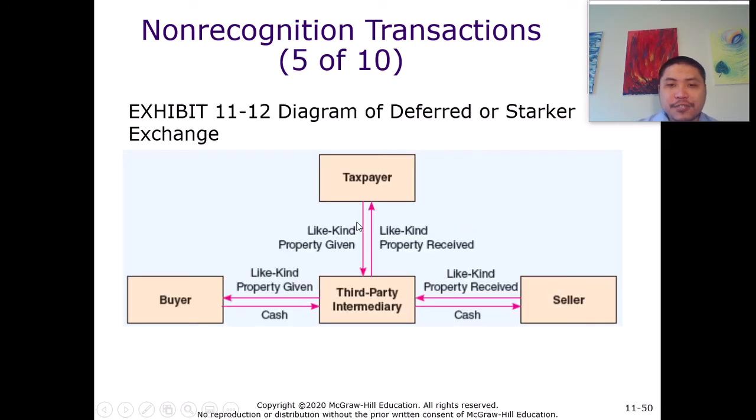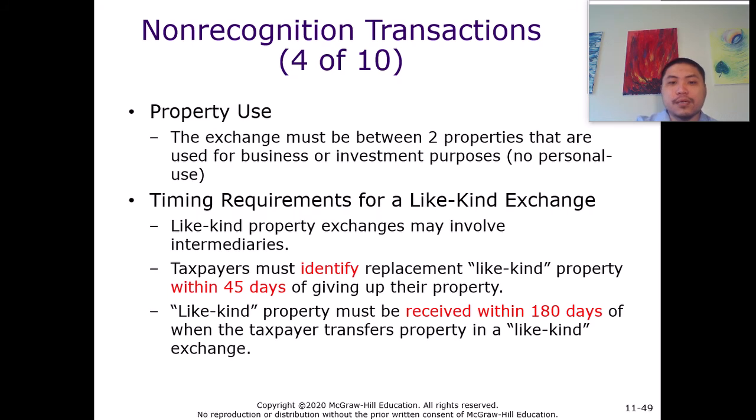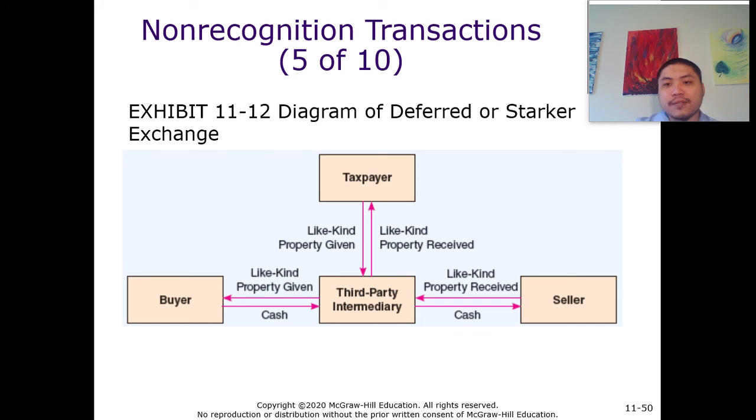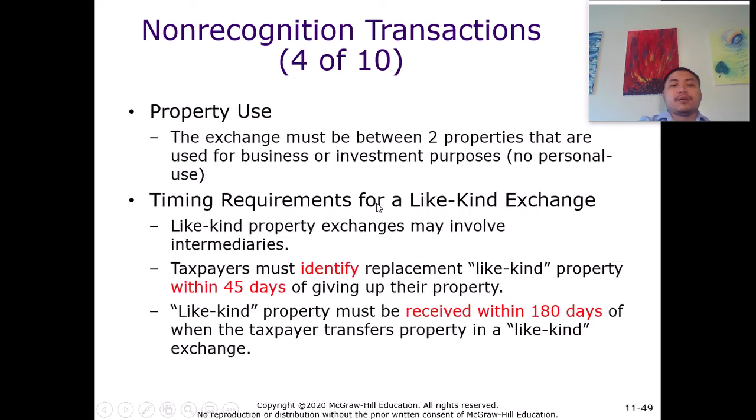So after they sell, after the third party finds some buyer and the taxpayer gives up the ownership of the properties, they have 45 days to identify the replacement like-kind property, right? Identify the person who owns the replacement property that the taxpayer decides on. All right, so they have 45 days to do that.